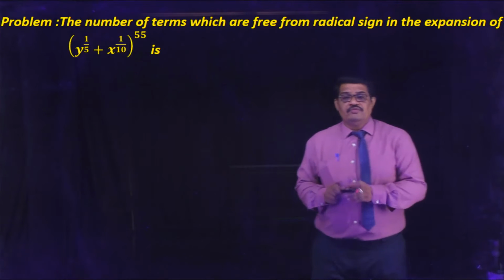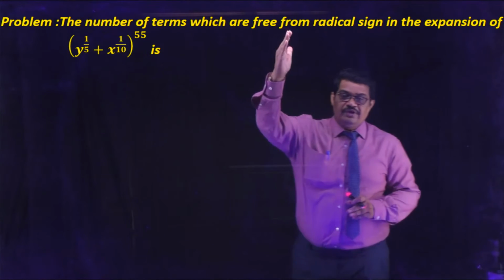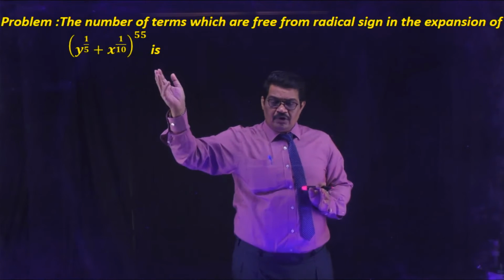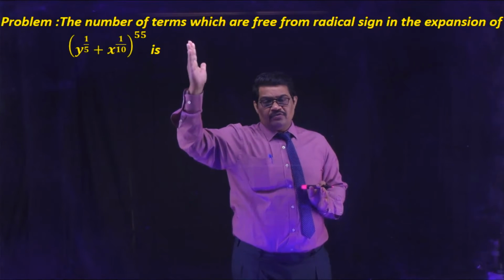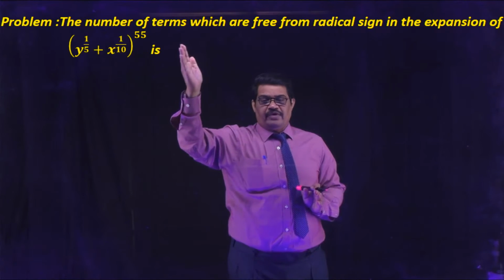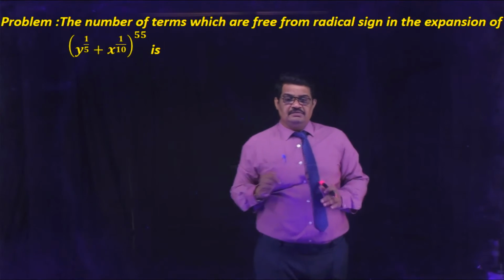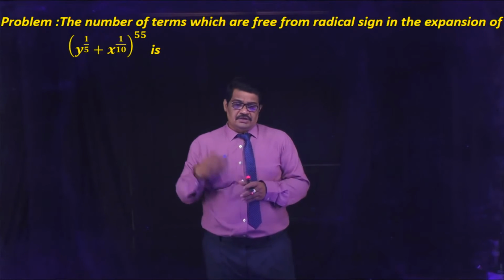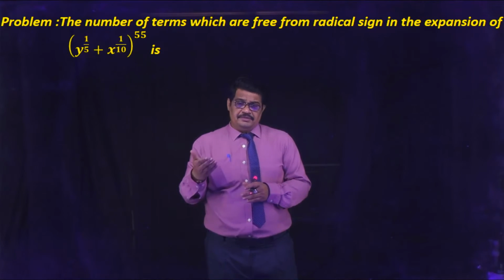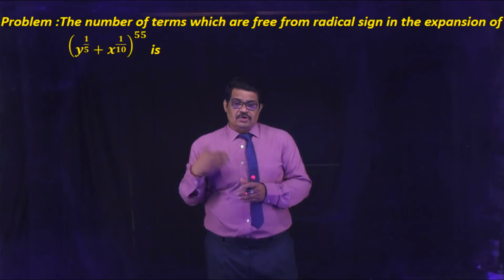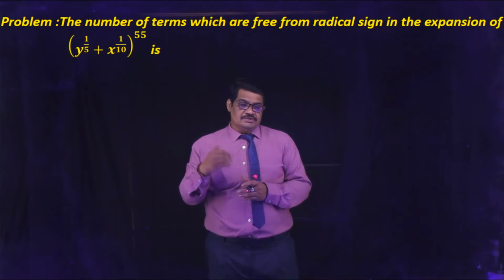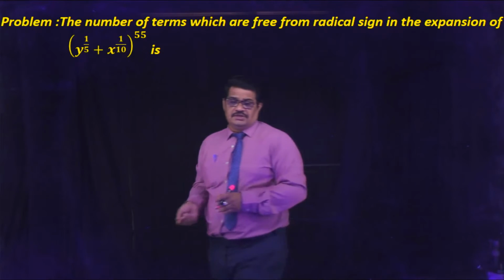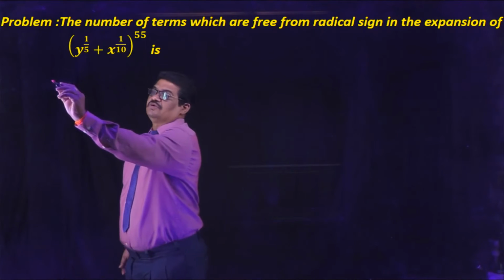The number of terms which are free from radical sign in the expansion of (y to the power of 1 by 5 plus x to the power of 1 by 10) whole to the power of 55. So in this expansion, the number of terms which are free from radical sign, that means rational terms. How many rational terms are there in the expansion of the given expression? Okay. See the solution.